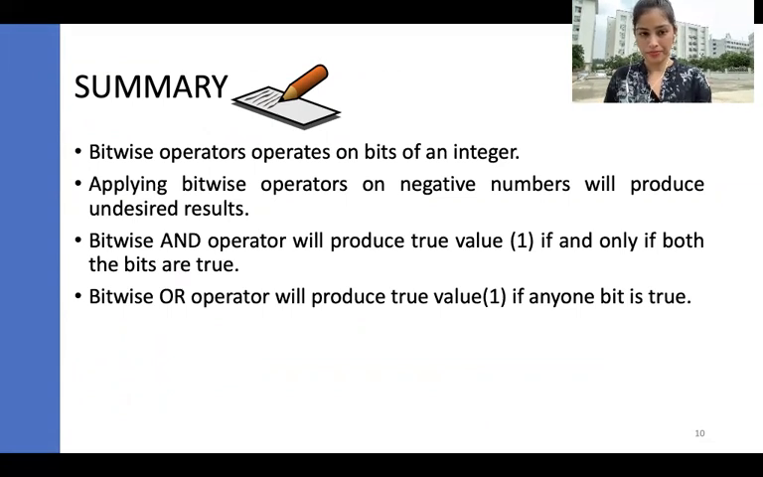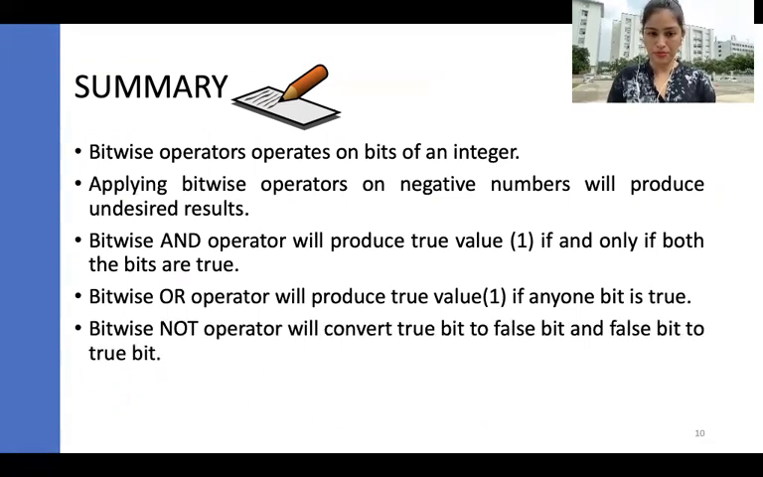Bitwise AND operator will produce a true value only and only if both the bits are true. OR will produce a true value only if any one bit is true, right? And bitwise XOR when both the bits are different. And the bitwise NOT operator will convert true to false and false to true. So that's all about today's lecture.